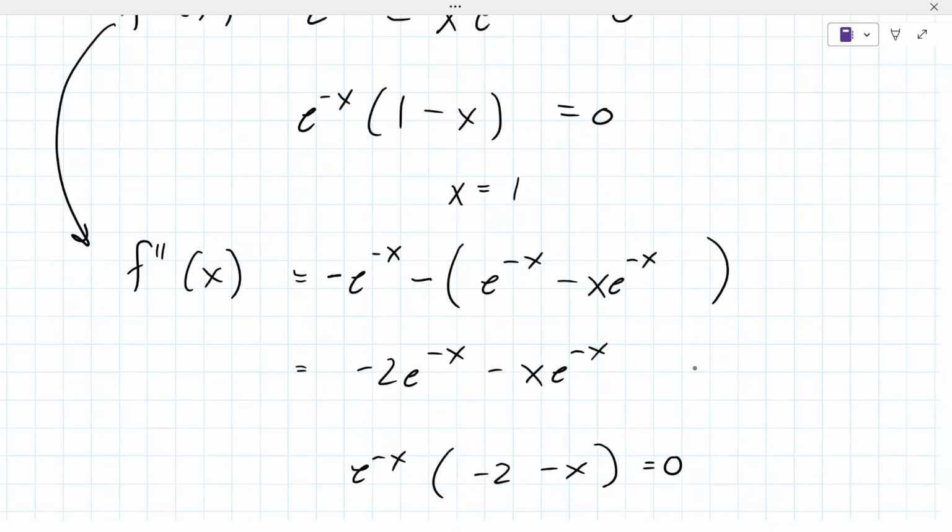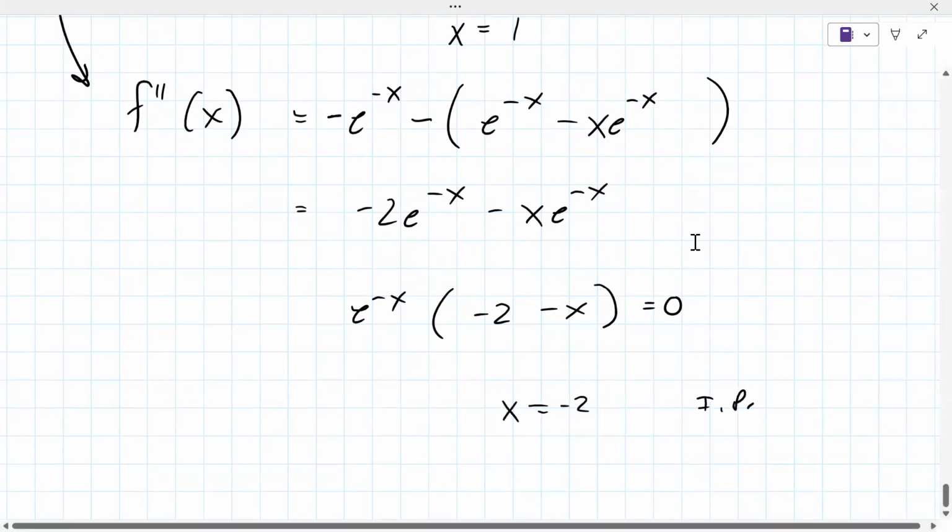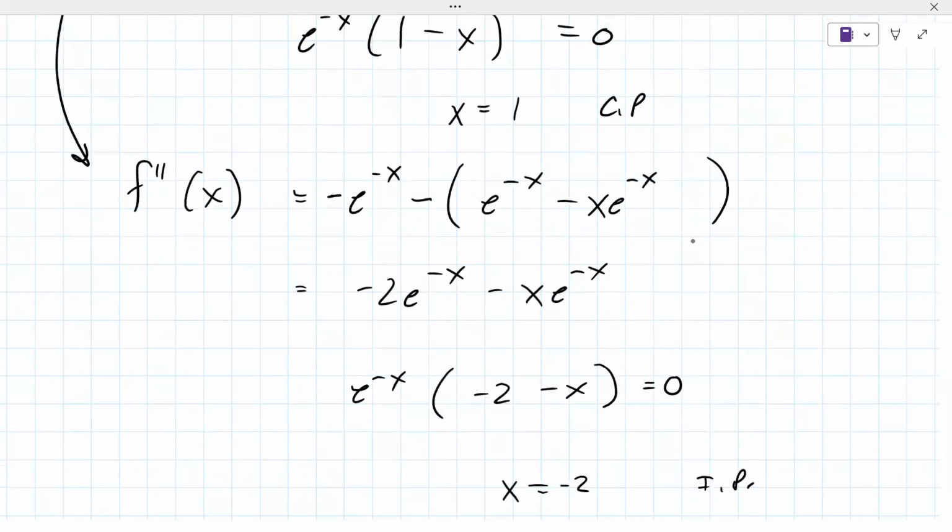Could you solve that inside part for us, please? Set that equal to 0. So x equals negative 2. And so you'll find that that ends up being an inflection point. Okay. And this up here was a critical point. Okay, we're going to stop there for today.